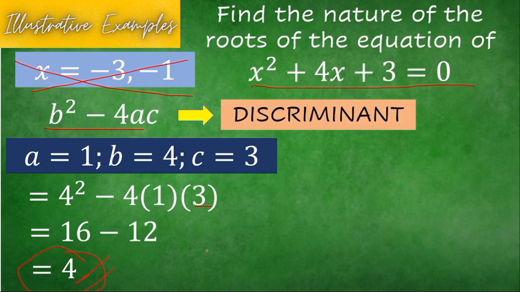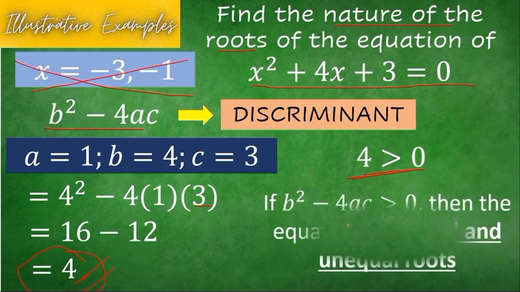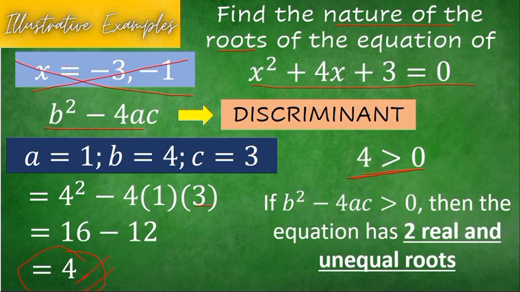Now, based on the three situations that we have a while ago, we can say that the discriminant is greater than 0, right? And when the discriminant is greater than 0, the nature of the roots is that it has two real and unequal roots. Again, since the value of the discriminant is 4, which is greater than 0, then the nature of the roots are real and unequal. Is that clear?